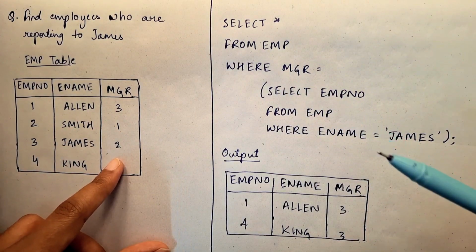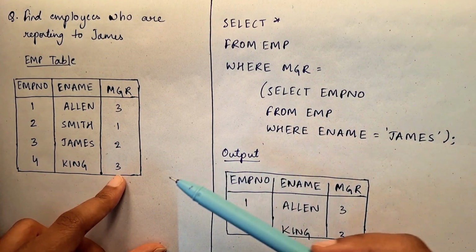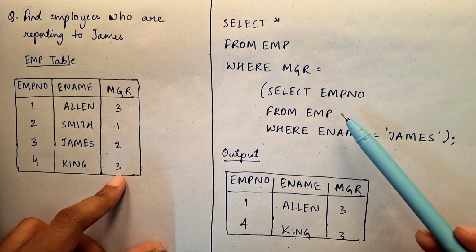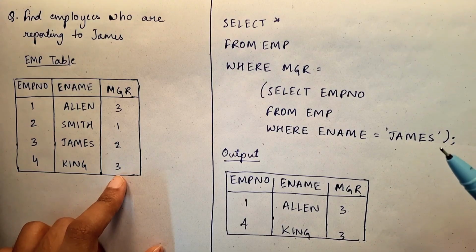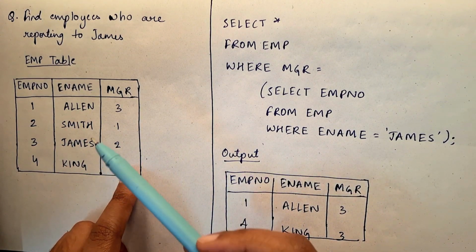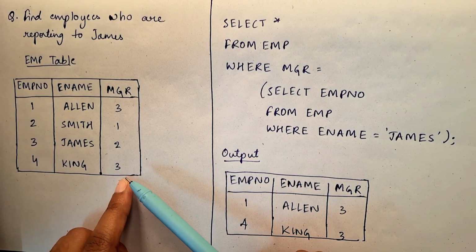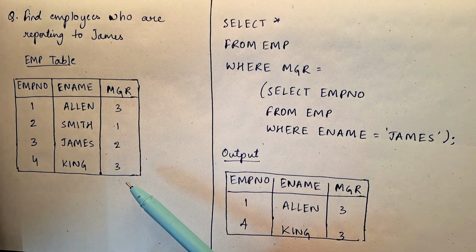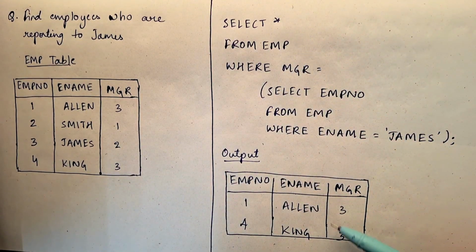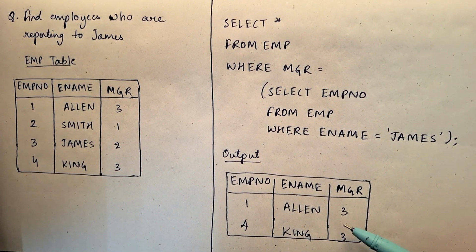Basically, it filters every row in the table, keeping only those where the MGR column matches the employee number of James. Now, if we check the table, the employees having MGR 3 are Alan and King. And all the columns of these employees will be displayed because we have given select asterisk. So these are the employees reporting to James.